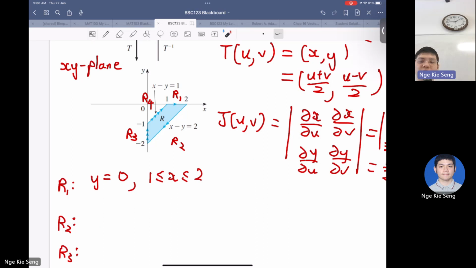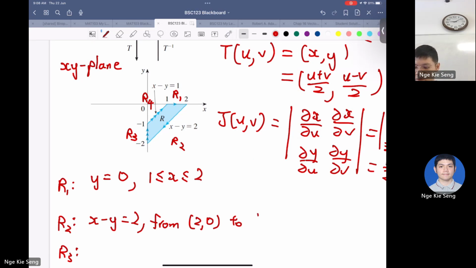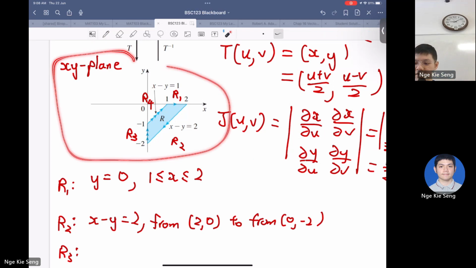Use the line equation because you are given 2 points here. So you get x minus y equals 2 for the range here. No, this is the XY plane. This is what we started with.